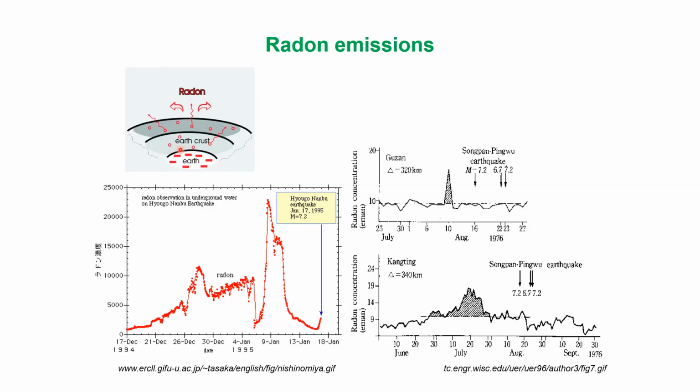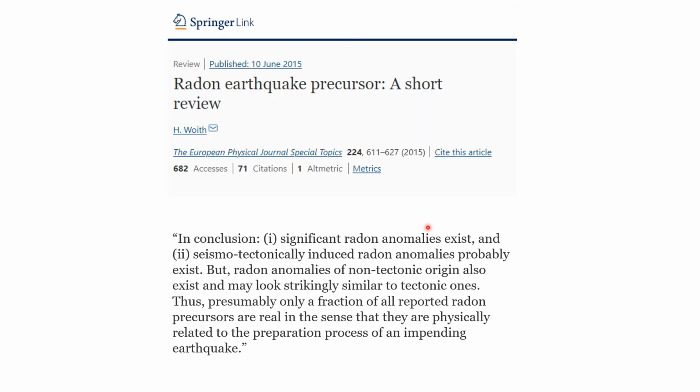And then, this is what I was talking about, radon emissions. Up to some extent, pwede magkaroon ng radon emissions prior to an earthquake, so like this one. But then, some scientists have said that the Earth can have a background radon emissions. Radon anomalies of non-tectonic origin also exist, and this can look strikingly similar to tectonic radon emissions. So, mahirap pa rin using radon.